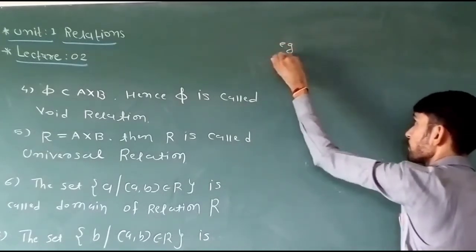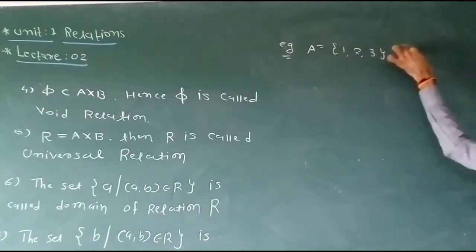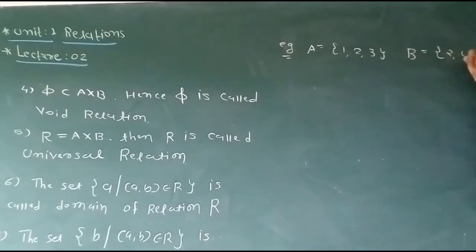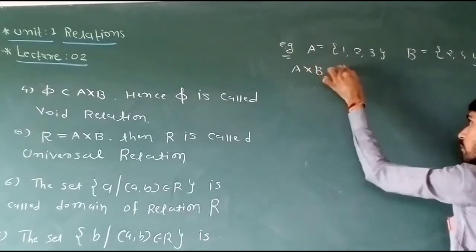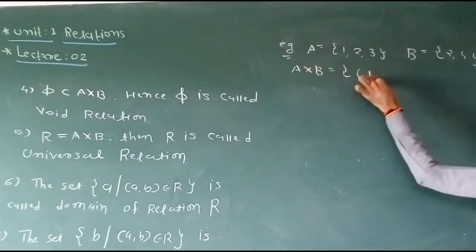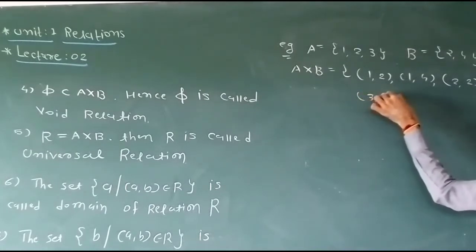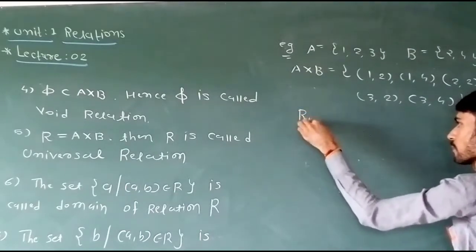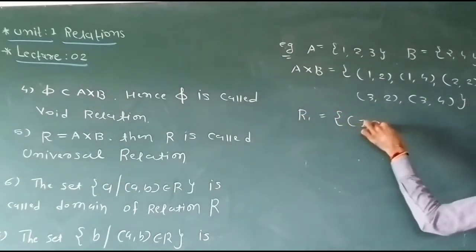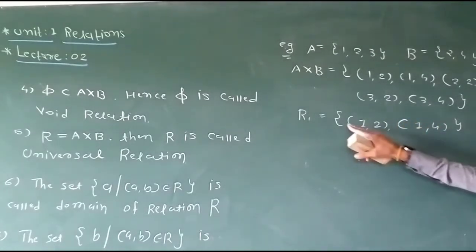For example, set A is equal to {1, 2, 3} and B is equal to {2, 4}. Now we define the Cartesian product A cross B. How to define? The pairs (1, 2), (1, 4), (2, 2), (2, 4), (3, 2) and (3, 4). Now we take one relation R1 as {(1, 2), (1, 4)}. So now what is the domain of relation R1?